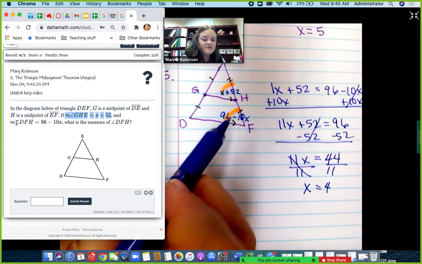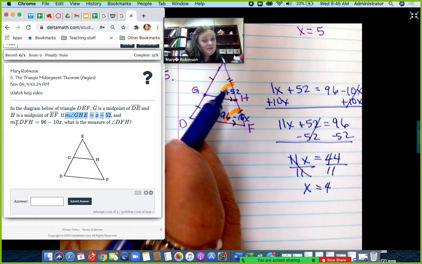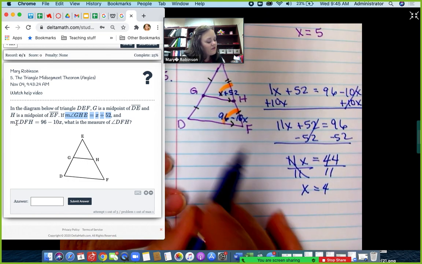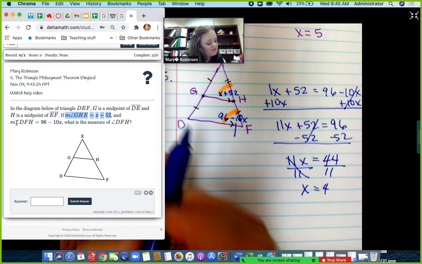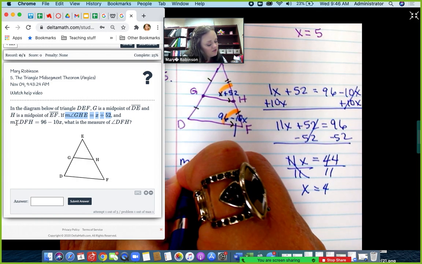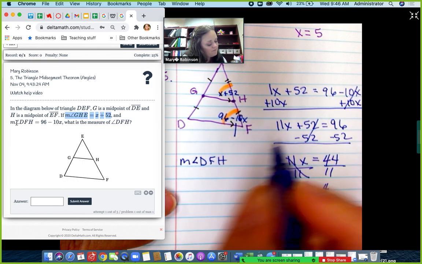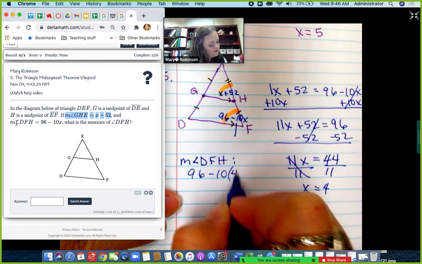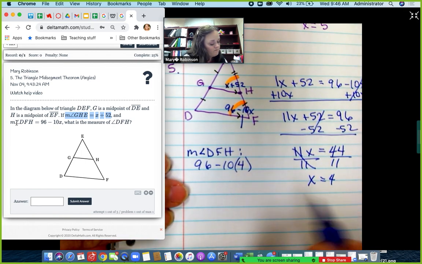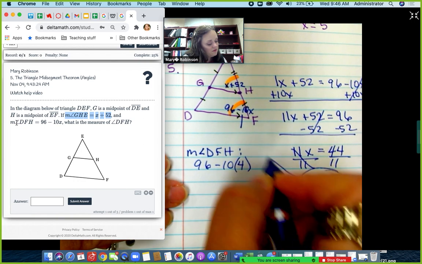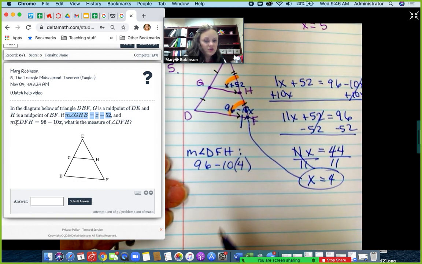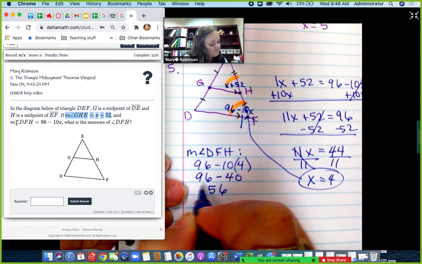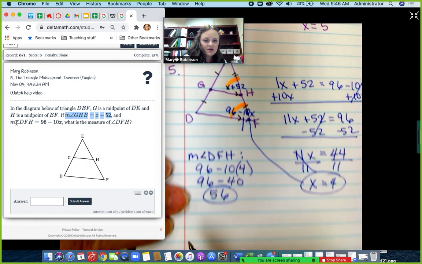But what they want us to do is find the measure of the angle. And I'll be real honest, it doesn't matter. They're congruent, so the measure of both these angles is going to be the same. So if I plug in a 4 here, which is what they asked me to find, the measure of angle DFH, then I'm going to be plugging it into 96 minus 10 times 4. Because I'm substituting that 4 right back into this expression for x. So this is 96 minus 40, which is 56. But certainly you can just type that in your calculator as well.